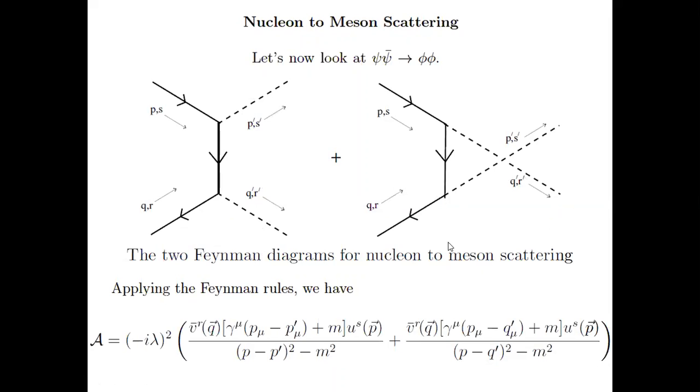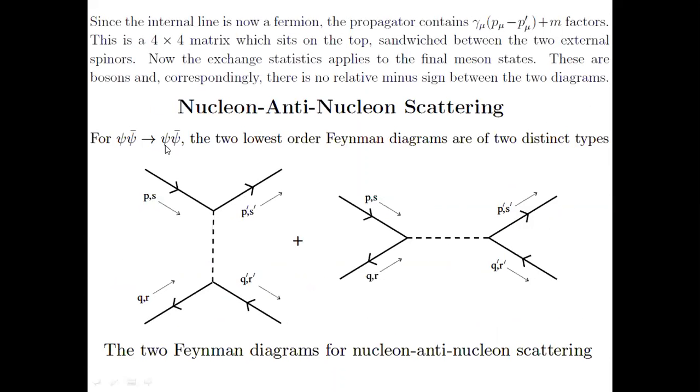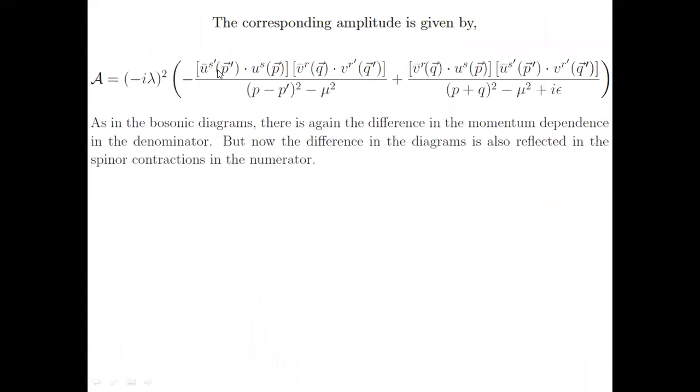So there is another type of scattering, the nucleon anti-nucleon scattering. The psi bar field goes to psi bar. This is again by crossing. This is one diagram. This is the other diagram. The amplitudes are as follows. Using the same rules, no change in rules, we'll get the same amplitude. I'm not going into this anymore because this is the same thing again.